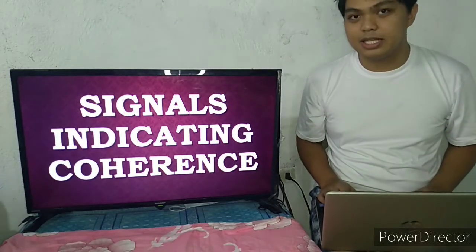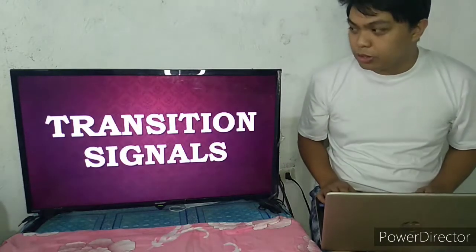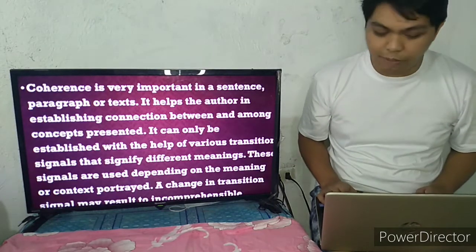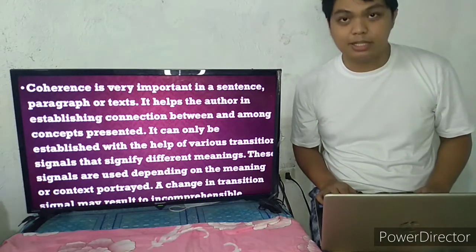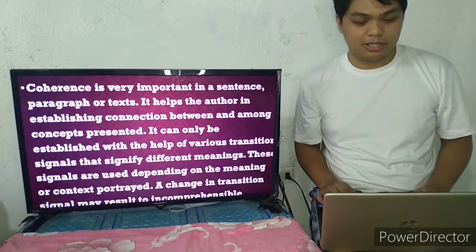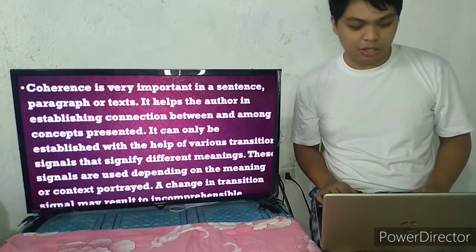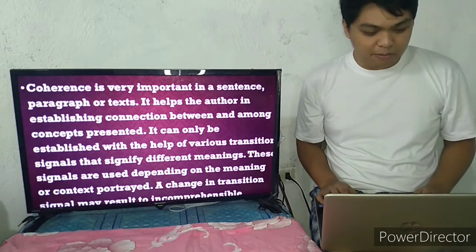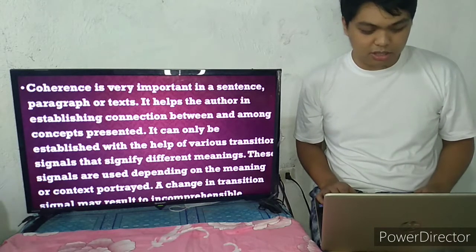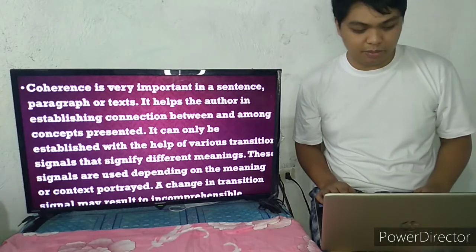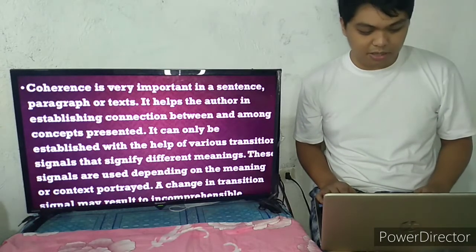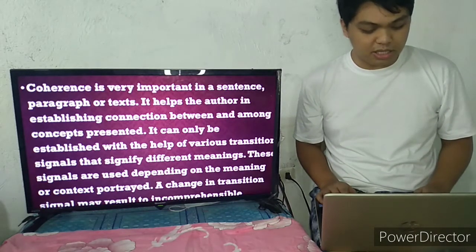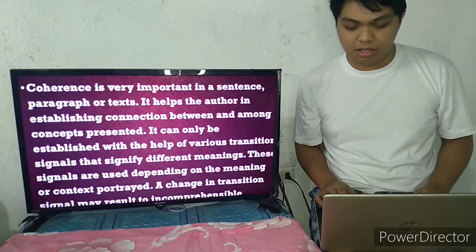Signals indicating coherence, also known as transition signals. So what is coherence? Coherence is very important in a sentence, paragraph, or text. It helps the author establish connection between and among concepts presented. It can only be established with the help of various transition signals that signify different meanings. These signals are used depending on the meaning or context portrayed. A change in transition may signal a result that is incomprehensible.